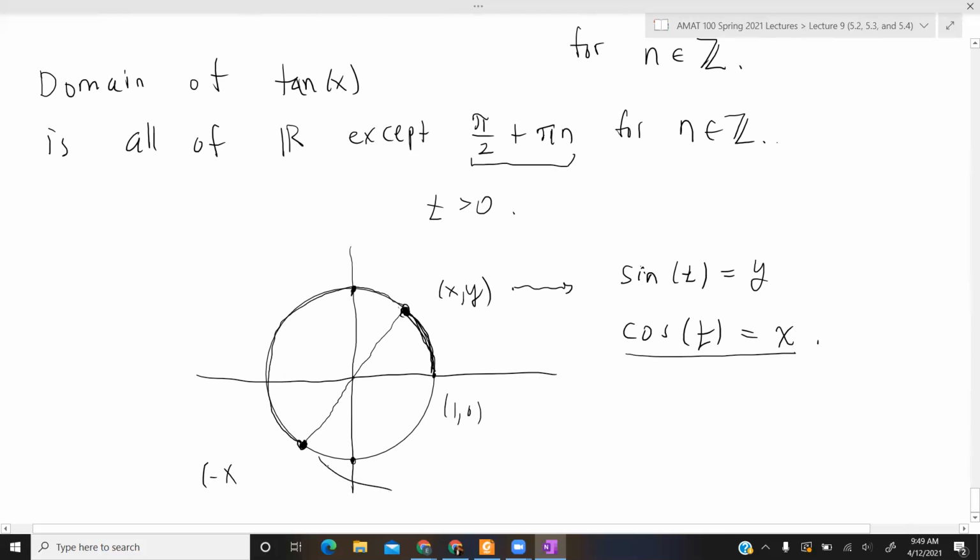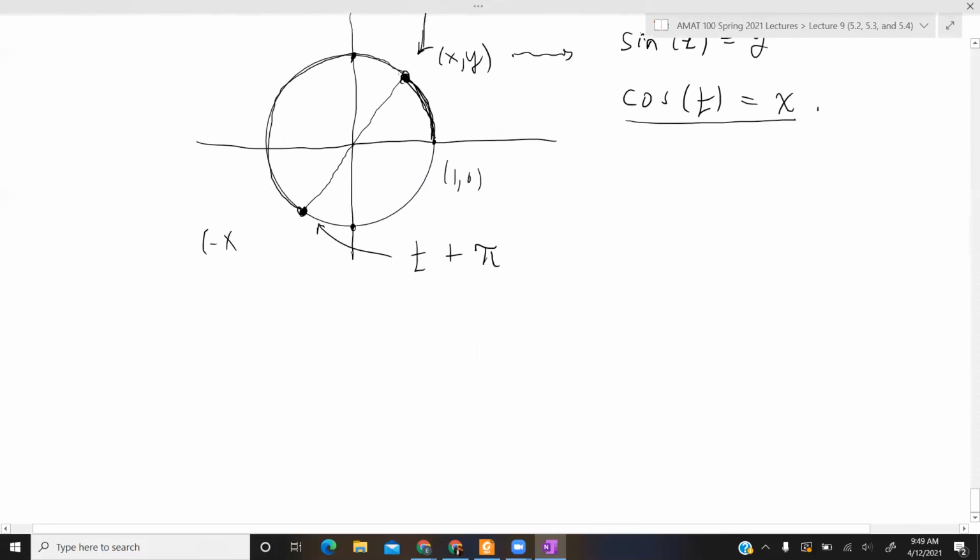Let me just point out, I get to this point by traveling t plus pi, and I get to this point by traveling t. If you travel t plus pi, you get to the diametric point on the circle. This point, which we get to by traveling a distance of t plus pi, is diametrically opposed to this point, which we get to by traveling just t. It turns out that the coordinates of this are negative x and negative y.